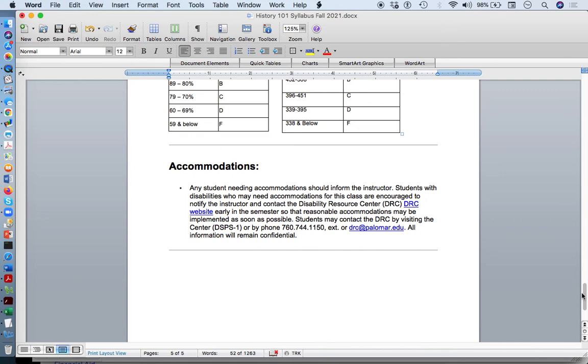And here are the accommodations. If you do need accommodations, please contact the Disability Resource Center or the DRC. If you require accommodations, they will give you a letter or a notice, and then you provide that to me, and then we'll go from there. So make sure you do that ahead of time, particularly on anything with respect to testing or anything else that you might need. But please don't hesitate to contact them if you need particular accommodations.